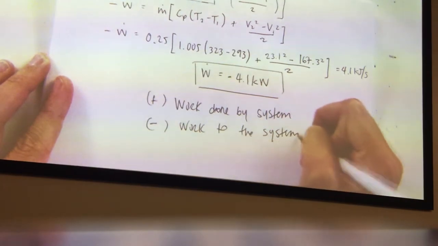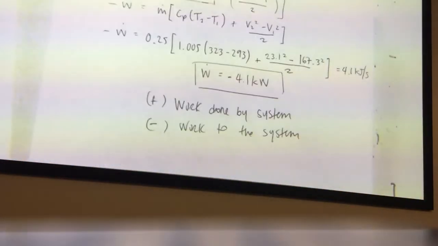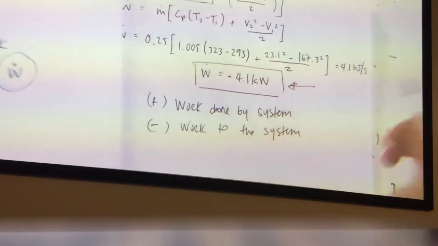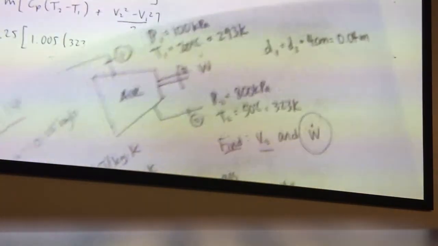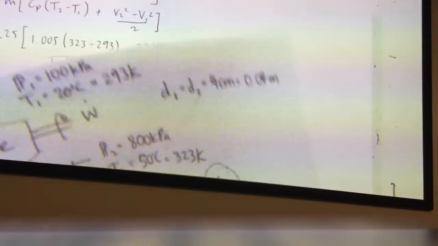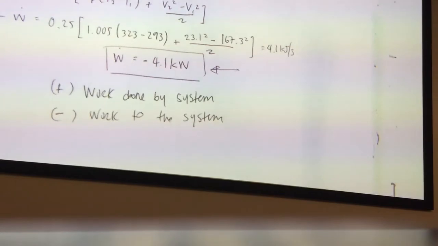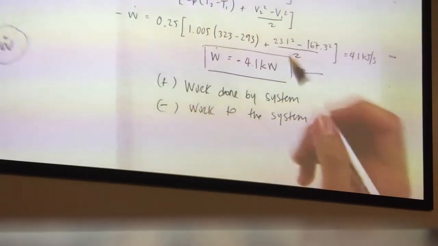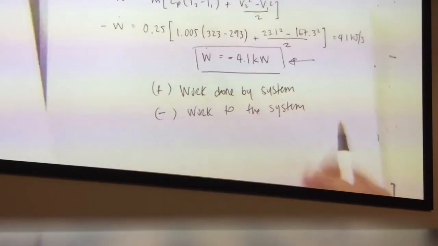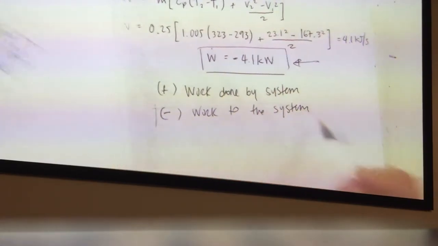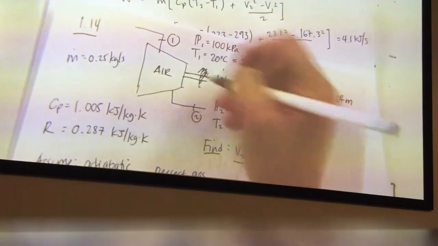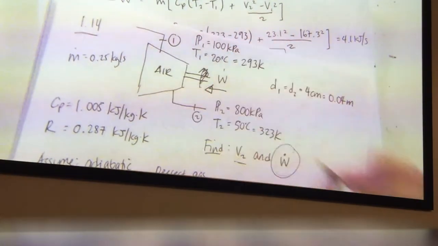Actually, this is not a turbine. I don't have the book with me, so I don't remember what the actual problem is, I just have the setup of the problem. If anyone has the book with them, they can see what it describes. But it's a good point to notice where the negative is and what that means. That means that the work is done to the system, so the work goes into the system and is not done by the system itself.